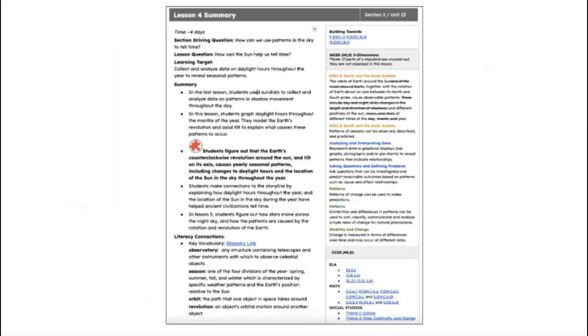There are several opportunities for math, ELA, and social studies cross-curricular connections throughout the lesson. You can look for specific standard connections in the Unit 23 Teacher Guide. This lesson will take approximately 4 days to complete.